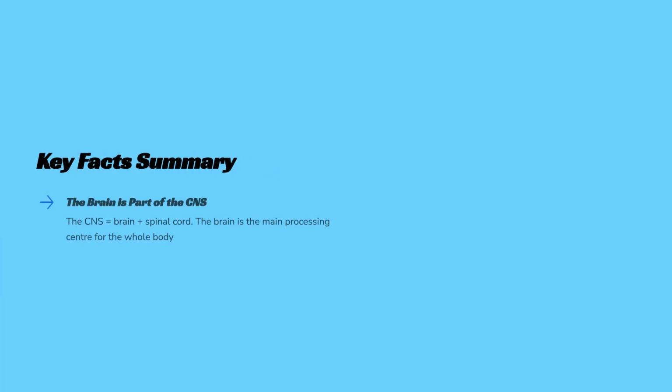In summary, the brain is part of the CNS, which includes the spinal cord. Its three main regions are the cerebral cortex, cerebellum, and medulla, each with distinct functions.